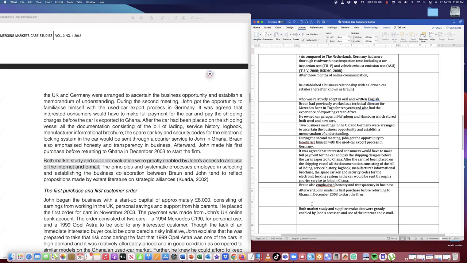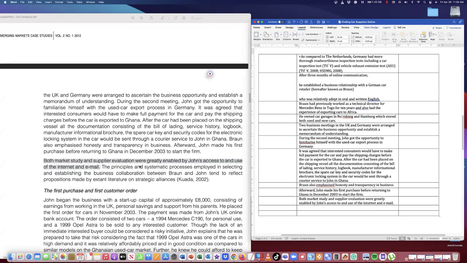Okay. Now the last one is just leading us to our answers. The principle and systematic processes. So it means that there were some things which are principles and some things which are systematic processes employed in selecting and establishing the business collaboration between Brown and the tend to refer propositions made by literature. Remember, we said that if you are going to look at the code, you can also look at literature. Do you remember? Yes, prof. So we are going to come to view the coding. So I leave the sentence out.